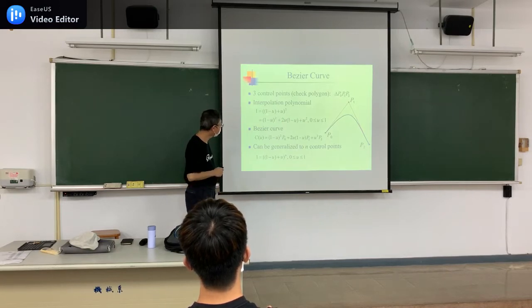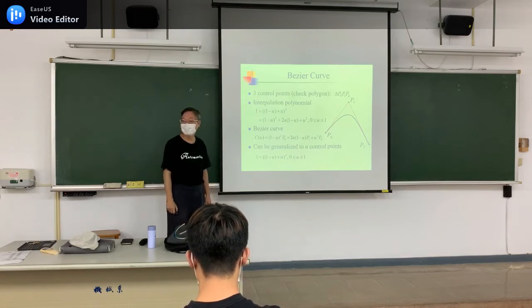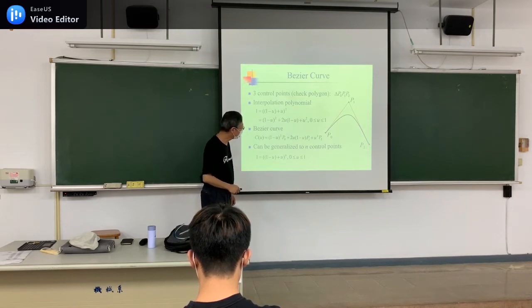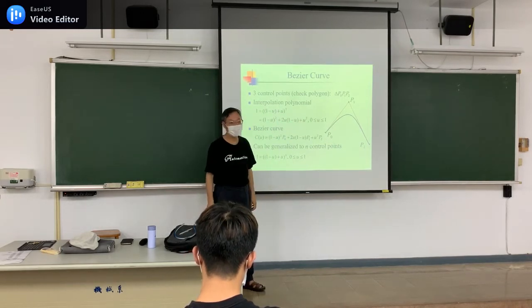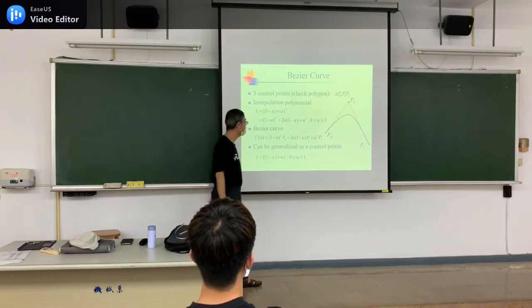So this can be considered as weighting for this point. This is the weighting for this point. This is the weighting for this point. Then the summation will be 1. If you have more points, for example, P3, then this will be cubed. Then you have four such parametric polynomial functions. Can be considered as weighting, their summation will be 1.